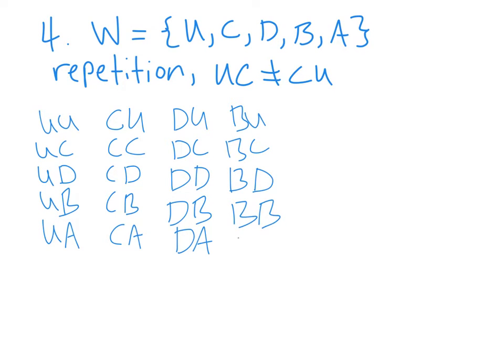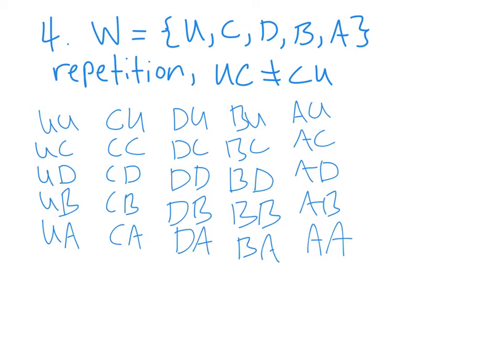BB, BA, and then lastly with A with every single value up there. A and U, A and C, A and D, A and B, A and A. There we go. So this is what you get if there's the same job essentially, right? We're selecting 2 from the list. This time repetition is allowed and order is important.